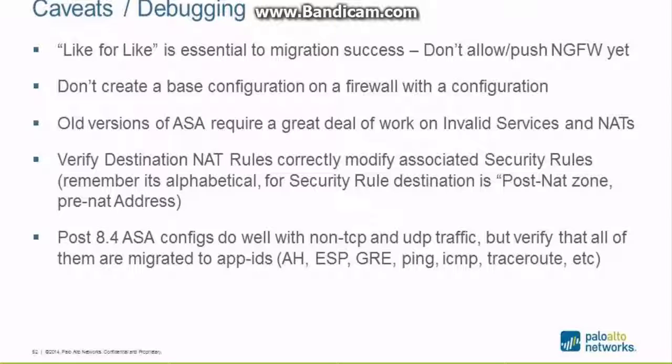And the other one I just wanted to make sure you remember is your older versions of ASA are going to require a lot more work on invalid services and NATs. They're also not going to do some of the, they will do the auto zoning, but they won't automatically assume that the inside access list gets the inside source zone. A lot more has to be done by hand.